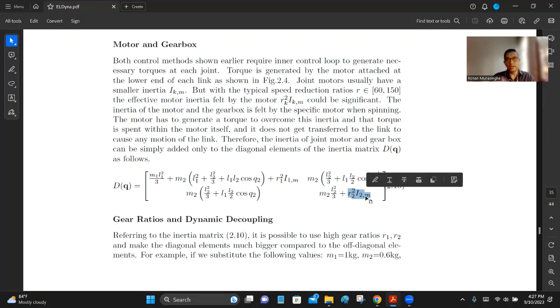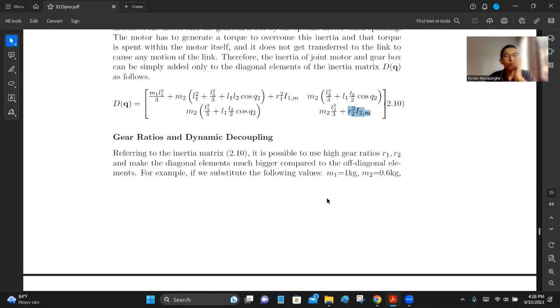It doesn't go to the off diagonal, and there's no coupling, because the coupled torques are actually, as you remember, the motion of link 1 generating a disturbing torque on link 2, or vice versa. But this particular torque does not come to the link. Motion is spent within the motor and gearbox. Therefore, you only need to add along the diagonal. In the MATLAB simulation we saw earlier, all these things are added along the diagonal. So that's why that simulation is quite comprehensive, right?